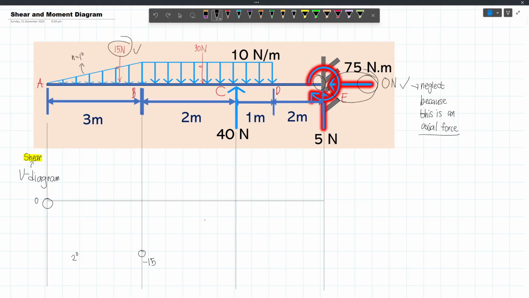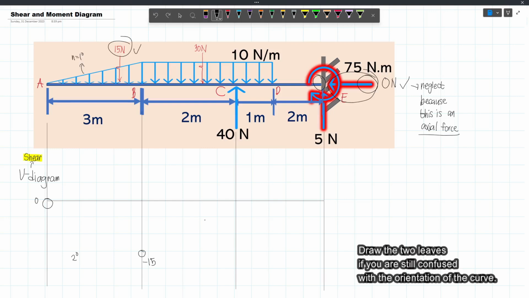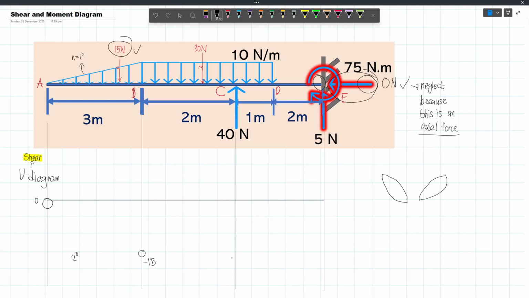However, let's just go back to the leaf that I pointed out. We will draw 2 leaves, one pointing to the right and then one pointing to the left. This is what I pointed out earlier. And so the one pointing to the right will be positive and then the one pointing to the left will be negative. And so, this is it.